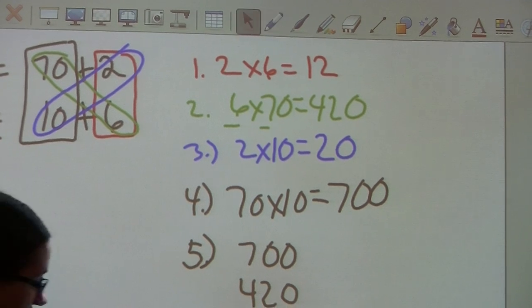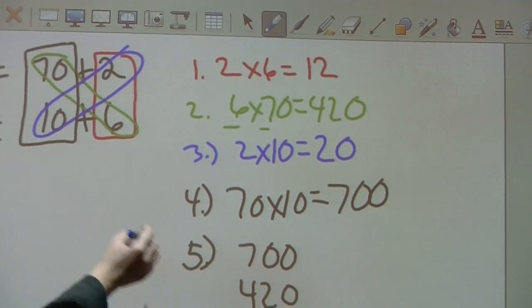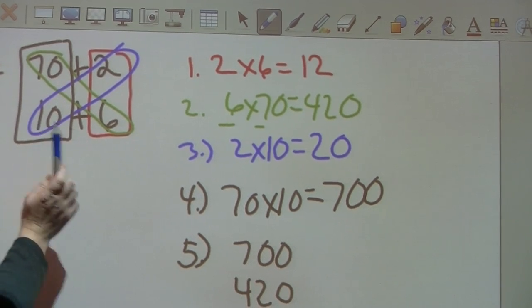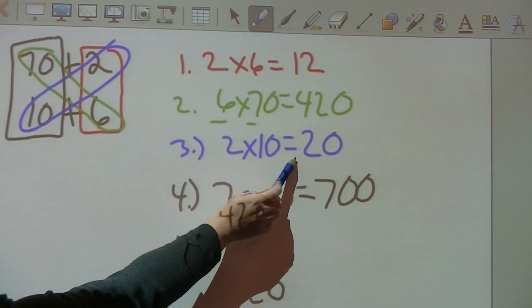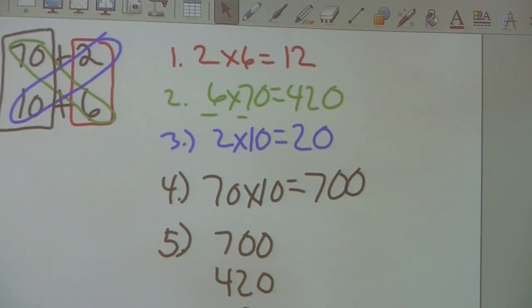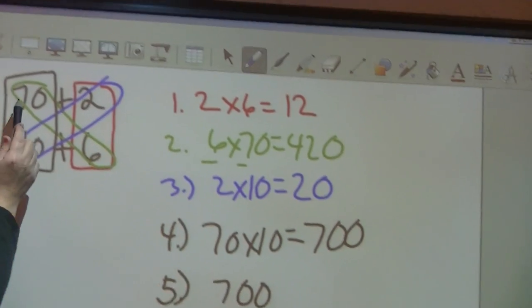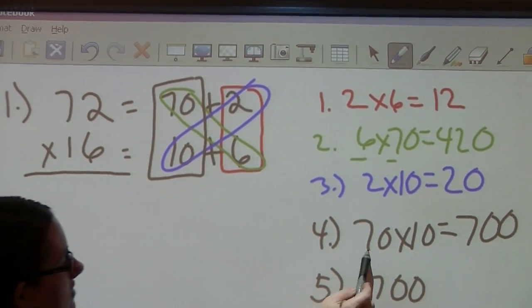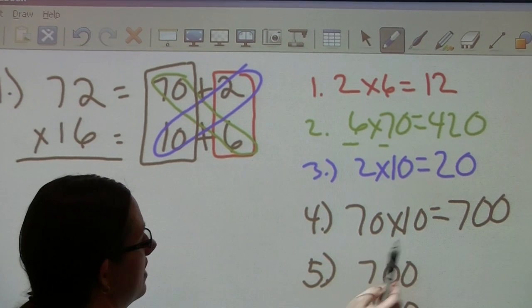Then we're going to do the same. I'm going to switch my color, so I see that I'm switching steps. 2 times 10, put it over here. 2 times 10 is going to give us 20. Now the next step is to multiply the tens. The two numbers here, you see I have in a box, are 70 times 10. 70 times 10 gives us 700.